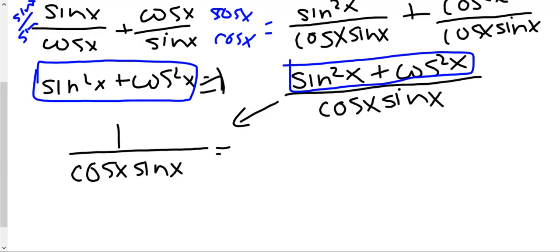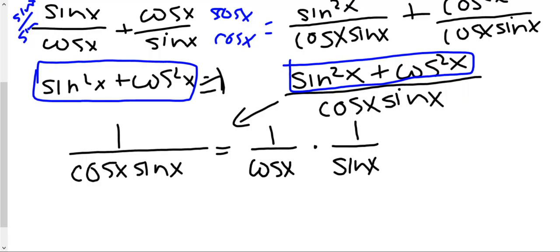I'm now going to split the single fraction into two fractions, so I get the product of 1 over cosine x times 1 over sine x. Looking at my reciprocal identities, I know that 1 over cosine x is equal to the secant of x, and 1 over sine x is equal to the cosecant of x. And so this would be my final solution.